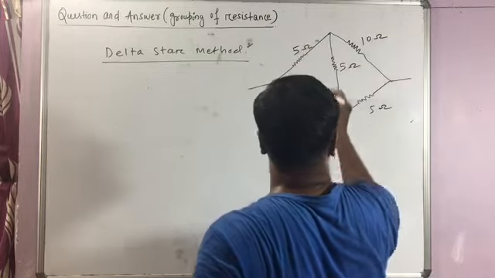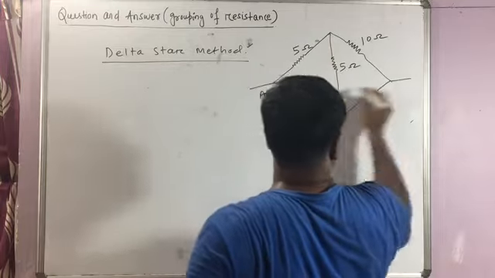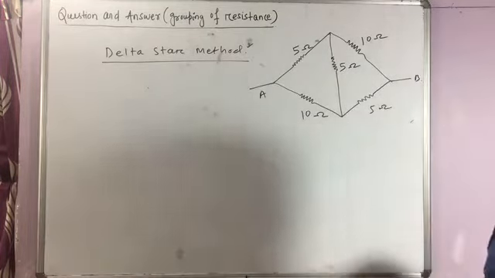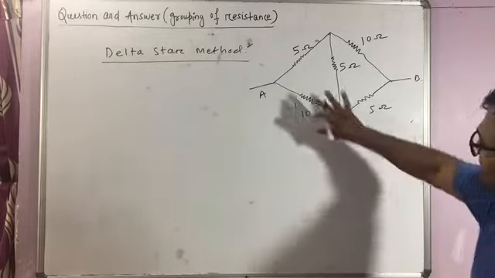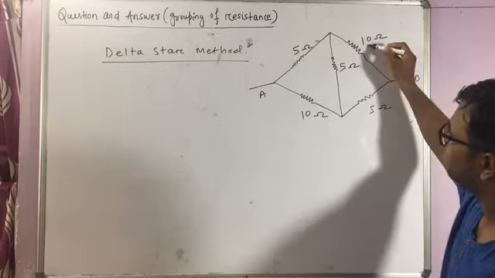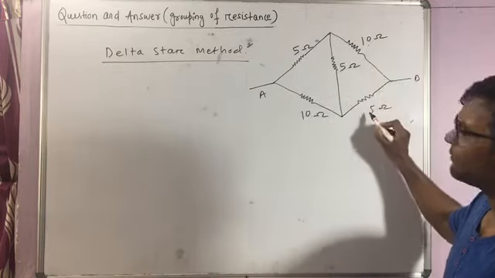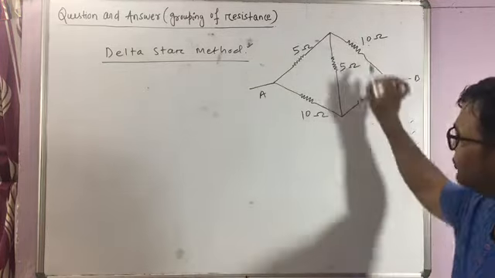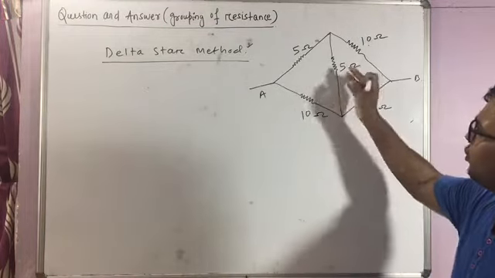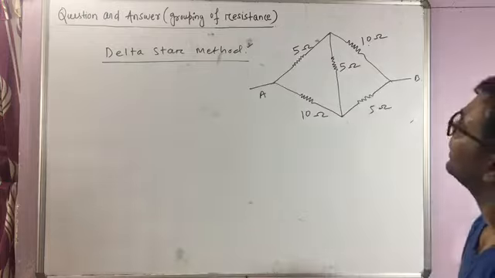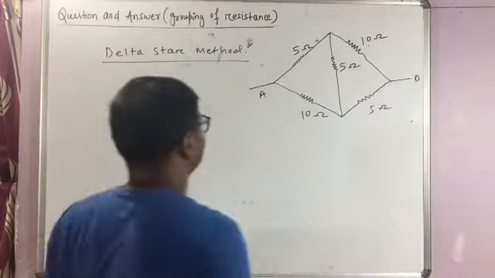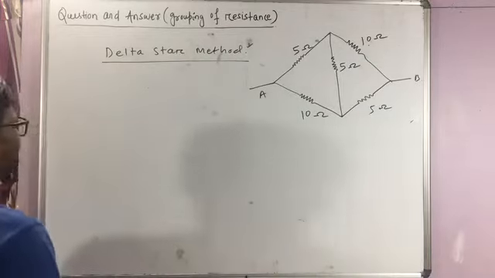These are the resistances. Between A and B, you need to find out the effective resistance. In this case, you check: 5 by 10 is 1 by 2, but 10 by 5 is 2, so it is not a balanced Wheatstone bridge. So that formula, omitting that 5 ohm, cannot be applicable in this case. So in that case, we are going to apply the delta star method.